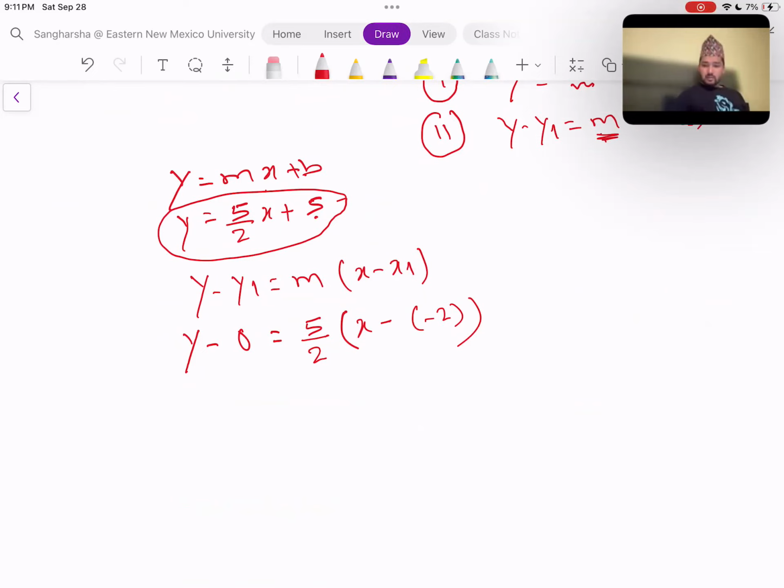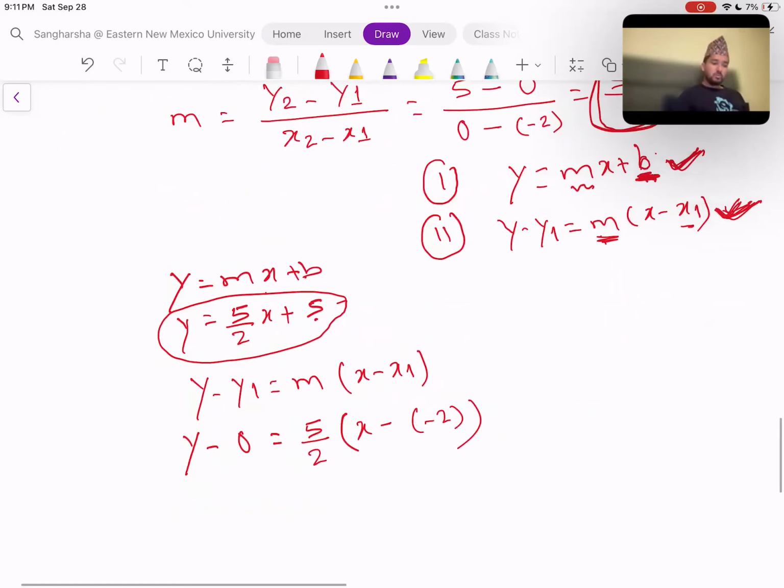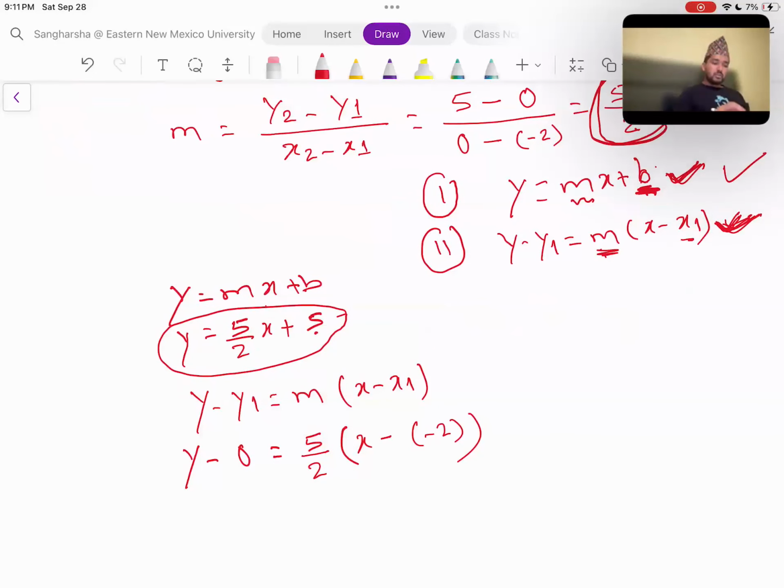Yes, there will be a formula sheet. You will be provided with slope-intercept form and point-slope form. So you are not required to memorize these, but you should know where to use them and how to use them.